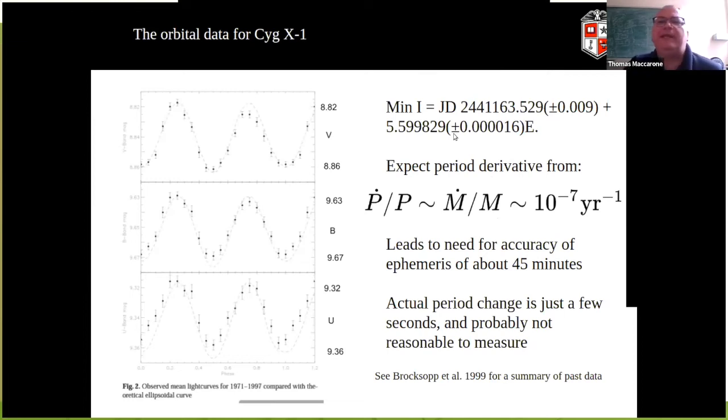All right, but what this means is that measuring the actual period derivative is basically impossible. We can't measure the period directly to that precision. But what we can do is see if the ephemeris changes from the old values. And so if we can get the ephemeris measured to an accuracy of 45 minutes, or better, significantly better than 45 minutes, then we can go and see if we're seeing a period derivative of about the size that we expect, right? So the actual period change is just going to be a few seconds, and we're not going to go and do that.